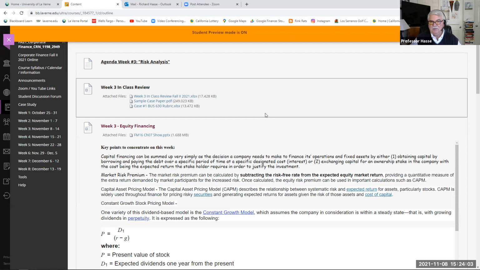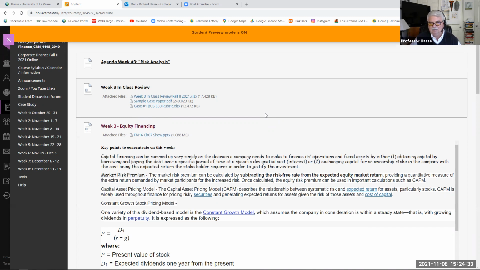The market risk premium can be calculated by subtracting the risk-free rate from the expected equity market return, providing a quantitative measure of the extra return demanded by market participants for the increased risk. The risk-free interest rate has no risk. The expected market return has average risk, or a beta of 1. We use this formula in discussing and calculating the capital asset pricing model.